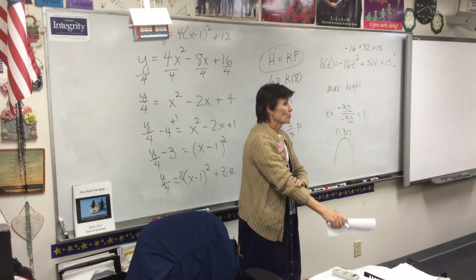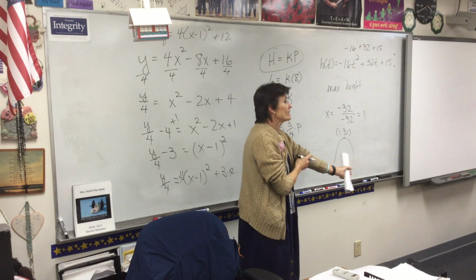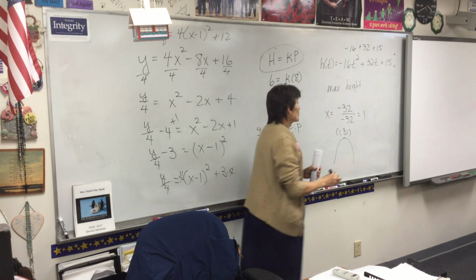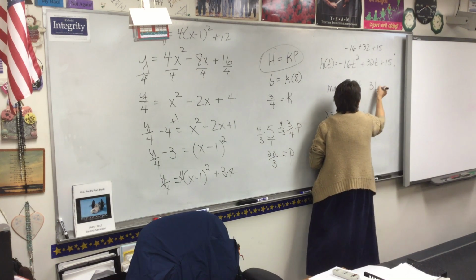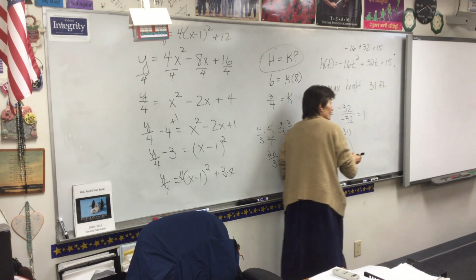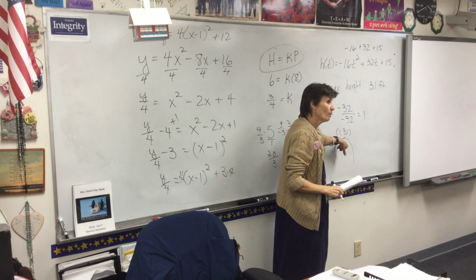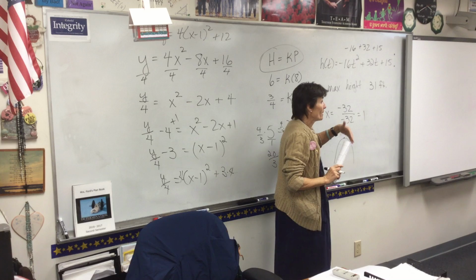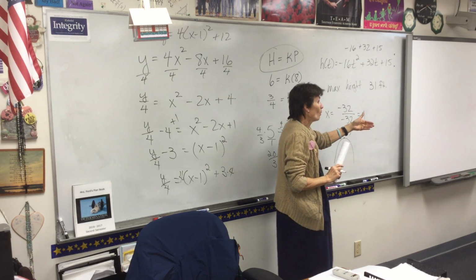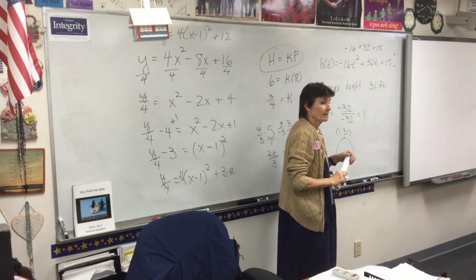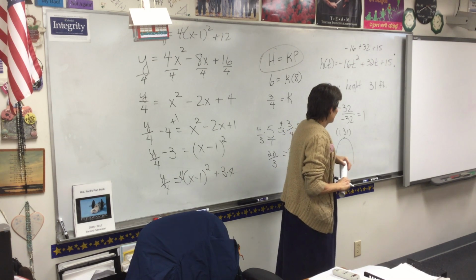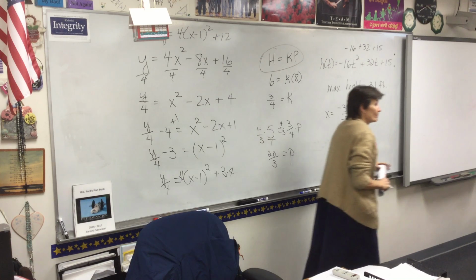But now you have to make sure you answer the question correctly. It said, what is the maximum height? So the answer is 31 feet. What does this 1 tell me? 1 second. So if the question had been, when does it reach its highest point? That would be 1 second. What is the highest point is 31 feet.